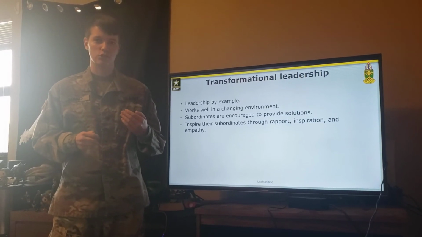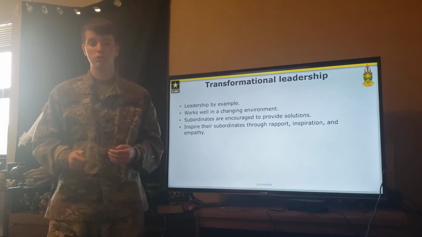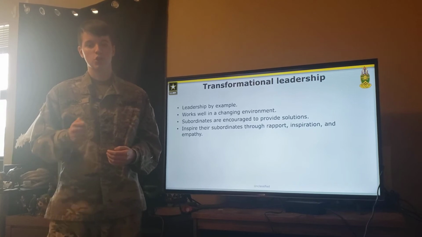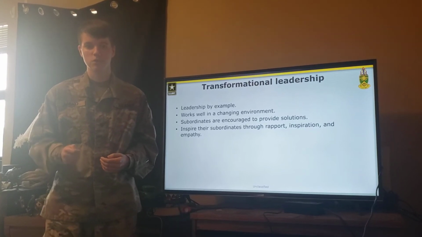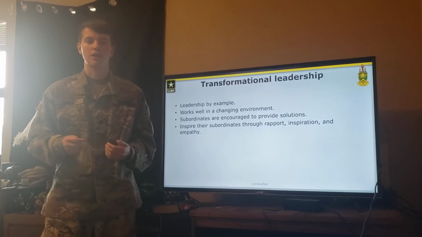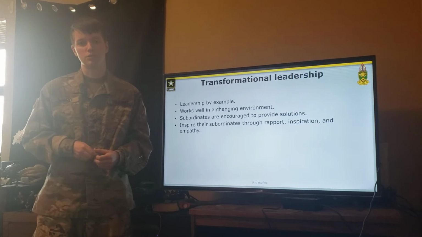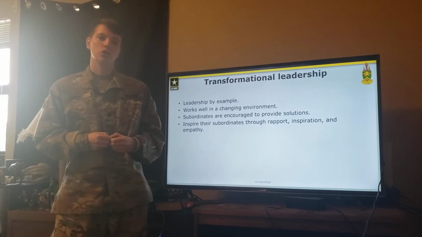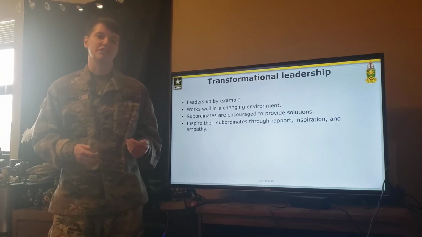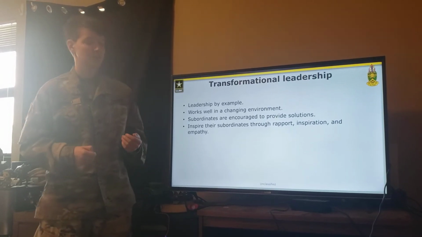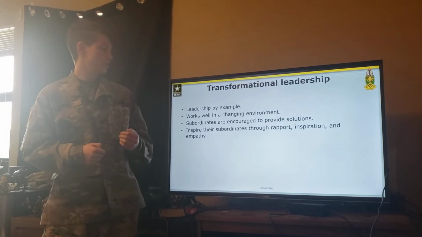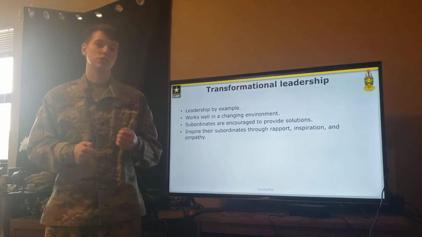It works well for a platoon sergeant who works closely with their soldiers, because this style of leadership doesn't work well for a leader who is some distance away from their soldiers. So a commander who's far away from one squad wouldn't be able to use this style of leadership. Now this style of leadership does work well in a changing environment and encourages subordinates to provide their own solutions.